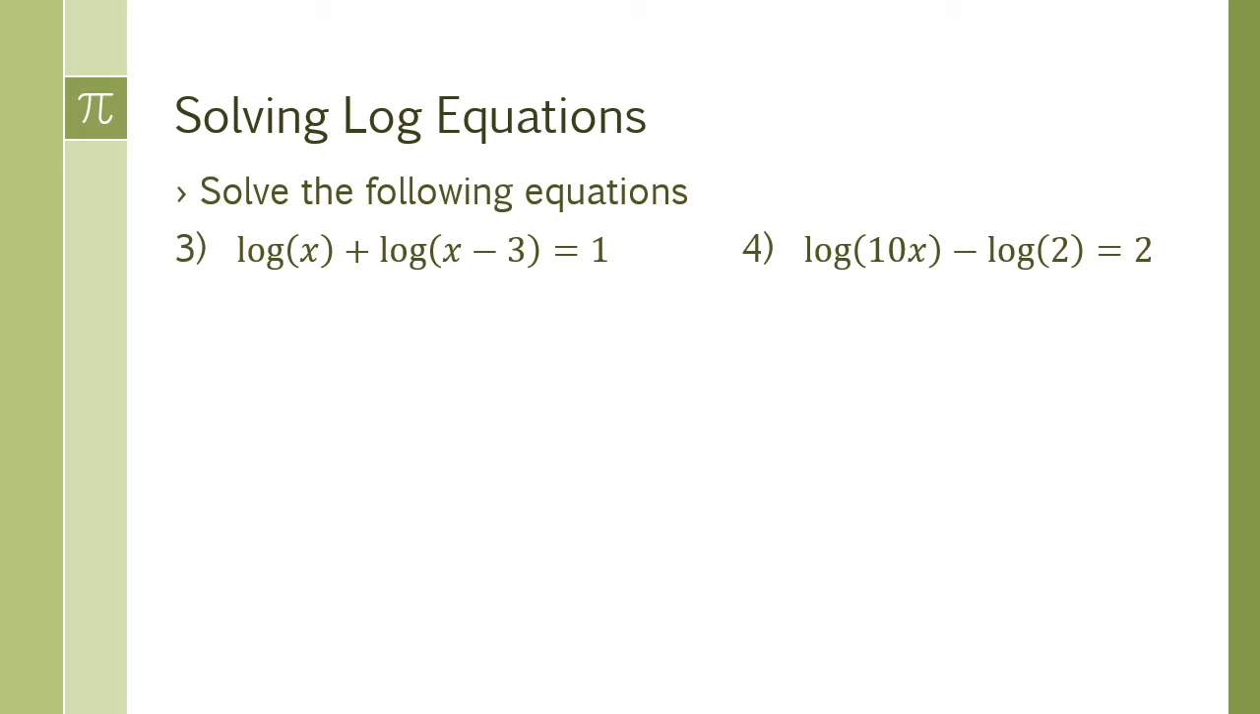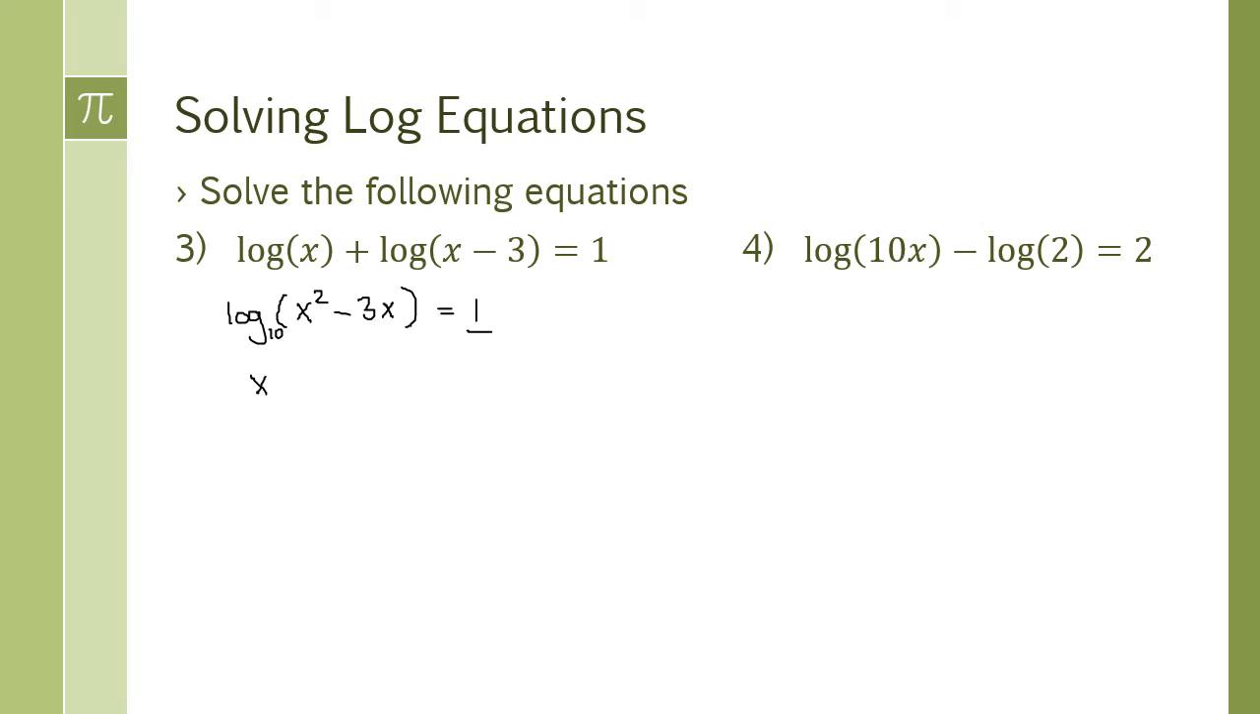Two more examples here. This time I have log of x plus log of x minus 3 equal to 1. So we've got two logarithms here with the same base. They're both base 10 being added together so I can combine with multiplication. This becomes log of x times x minus 3, or x squared minus 3x. I'm going to go ahead and distribute. That is equal to 1. So now I've got my standard form. I've got my base 10, my argument in parentheses, and my exponent of 1.